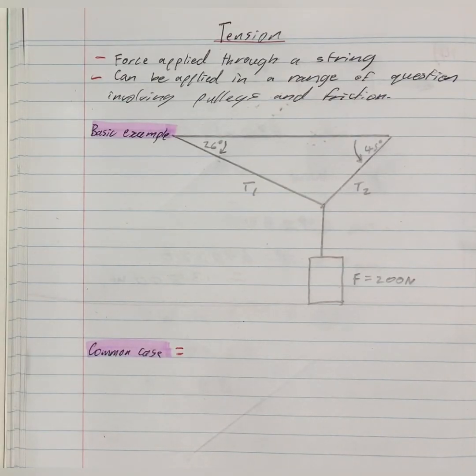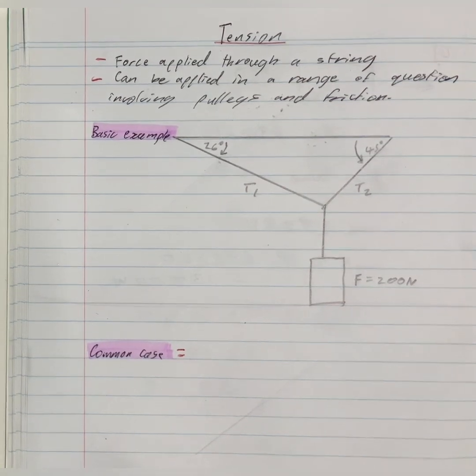Today we're going to be discussing tension and all of its variants. So, tension is a branch of physics that is involved with force applied through strings or wires. And the idea of tension can be applied in a range of different systems, usually involving pulleys and friction. I'm going to just run you guys through some common cases in this video today.